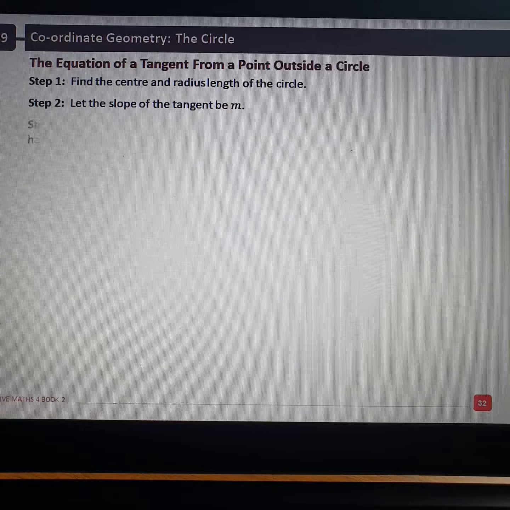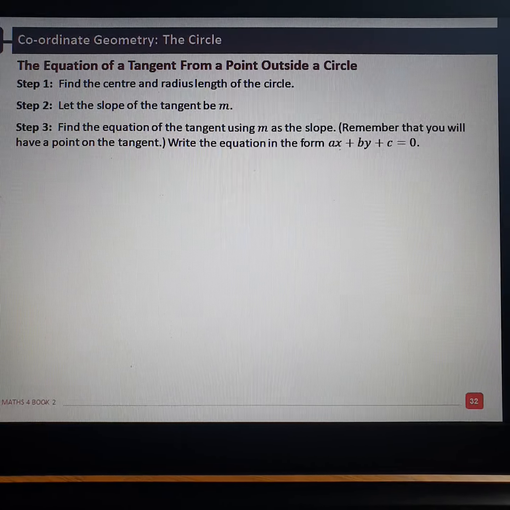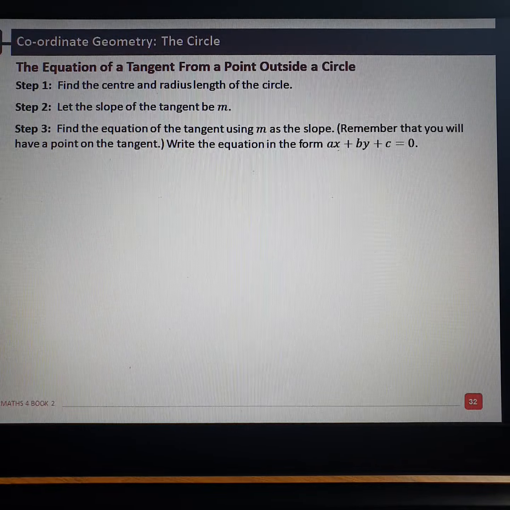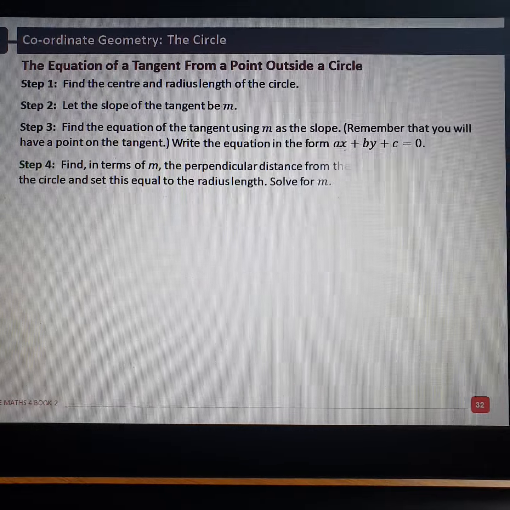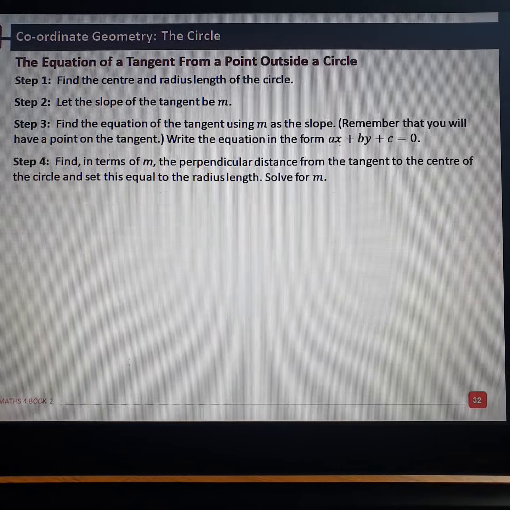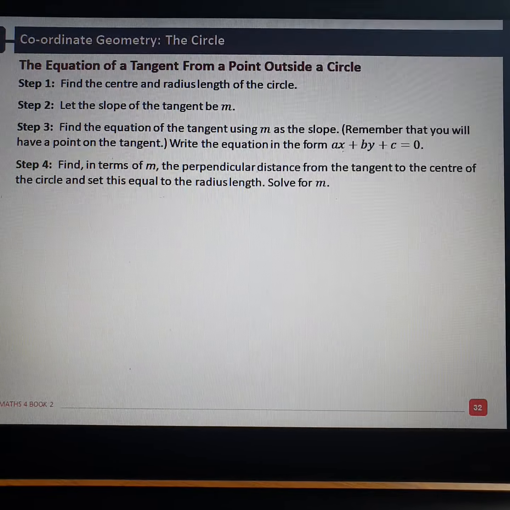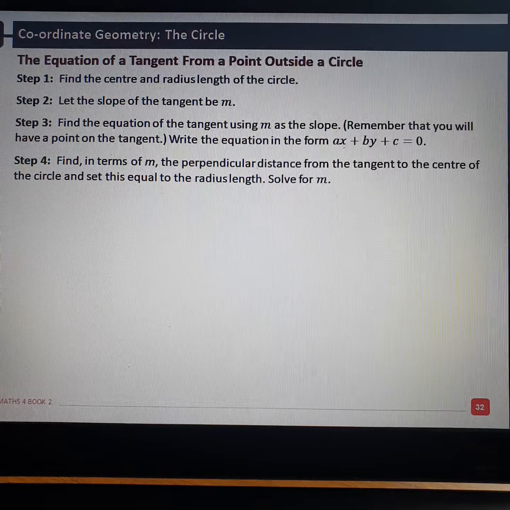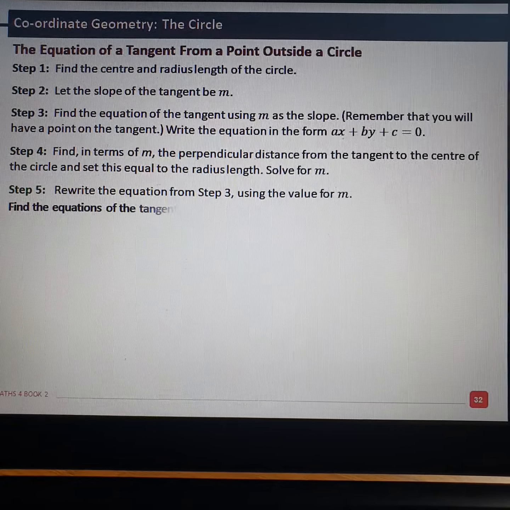So we're going to let it be m. Find the equation of the tangent using m as a slope, and remember that you will have a point on the tangent, okay? You write the equation in the form ax plus by plus c is equal to 0. It'll make more sense when we start doing it. And then find in terms of m the perpendicular distance from the tangent to the centre of the circle and set this equal to the radius length, and then you'll be able to solve for m. Rewrite the equation from step 3 using the value of m.